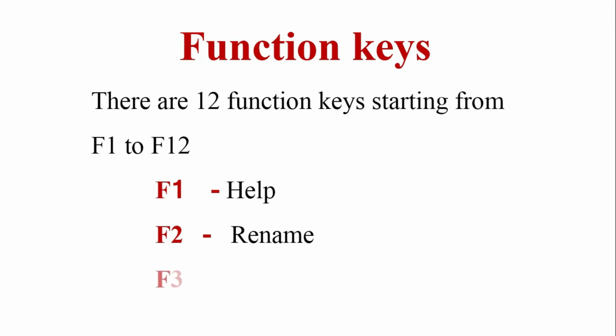Then the next function key is F3, and the F3 function key is used for searching. Suppose there is one document open and I want to search a particular word, then generally we use the combination Control F for searching. But besides this, we can also use the F3 function key. It is used to open a search box in Internet Explorer or any browser or any file. So this function key is used for searching purpose and it is also an alternative for Control F.